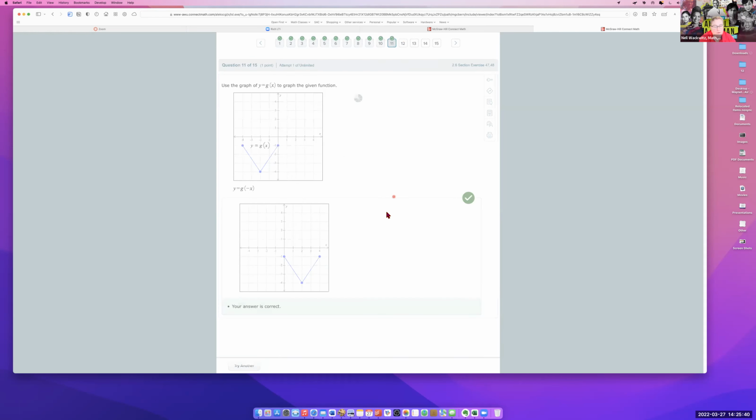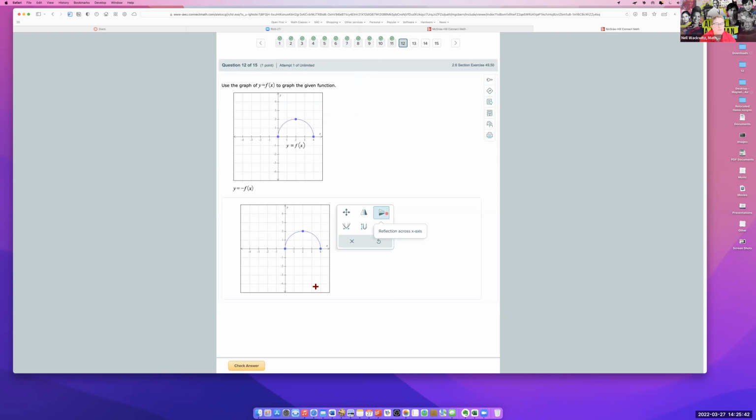Let's see what number 12 has in store for us. So here in the top one, we have a semicircle or a half circle that is f of x, and they want us to graph negative f of x. Is that a horizontal flip or a vertical flip? Excellent. So I'm going to use the one that looks like it's going up and down, and it's the reflection across the x-axis tool. Yay.